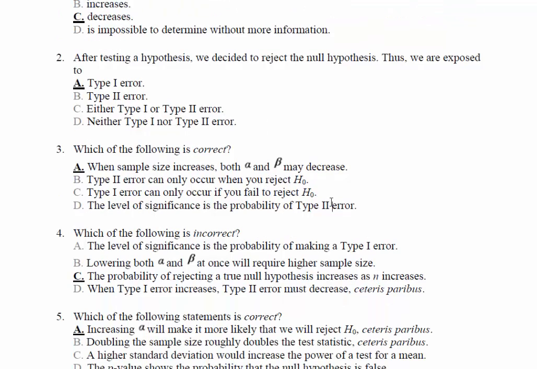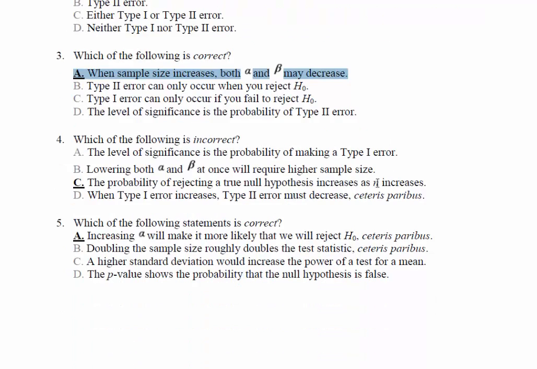Number 3. Which of the following is correct? When sample size increases, both alpha and beta may decrease. That's the probability of type 1 and type 2. We know that is true, right? And using criminal justice as an example, we can see that when the court rules on many cases, they're more experienced, they're less likely to put an innocent person in jail, and less likely to let criminals go free. Okay. That's number 3.